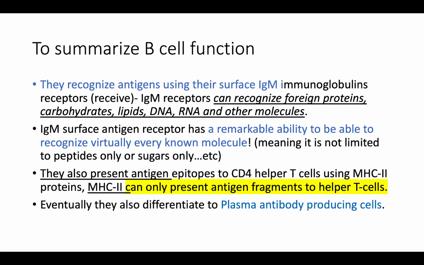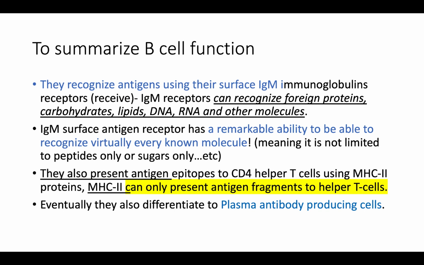They also present antigen epitopes to CD4 helper T cells, and this is point number 2, using MHC class 2 complex protein, but their MHC2 protein can only present antigen fragments to helper T cells, and here you will see they can only present proteins, they can only present amino acids. Although they can recognize everything else, they can only get their activation if they come into contact with proteins. We will talk about how this changes things later.